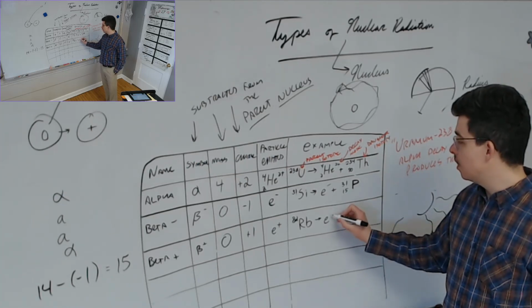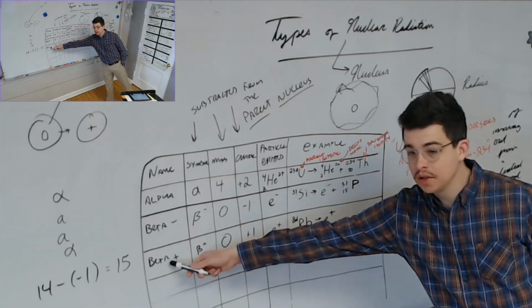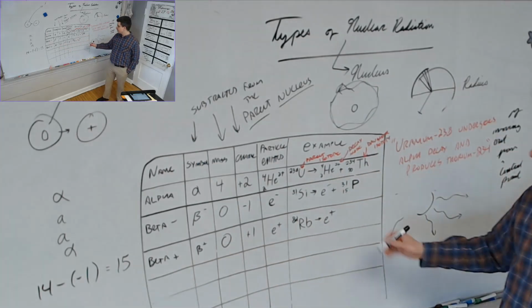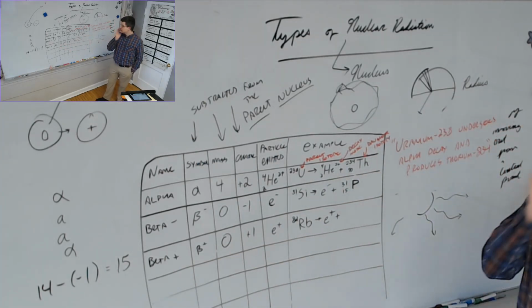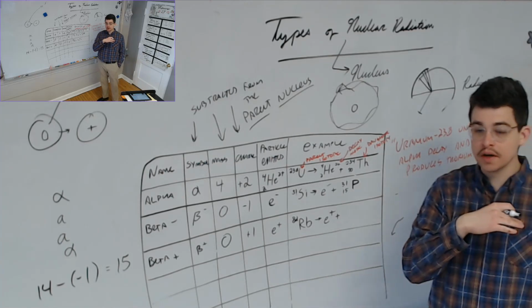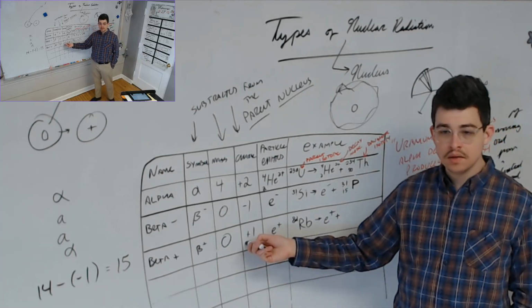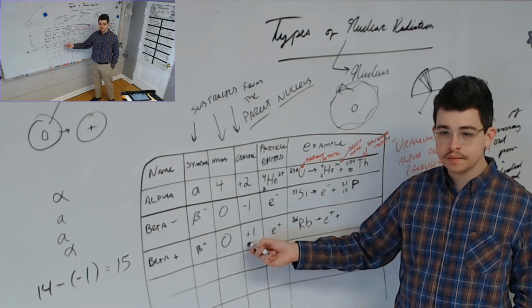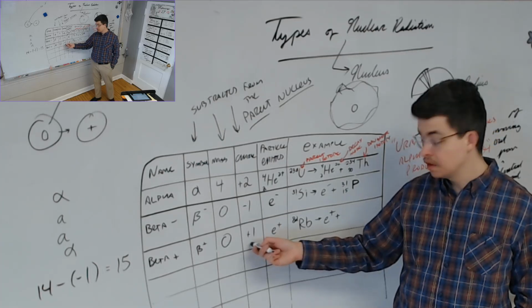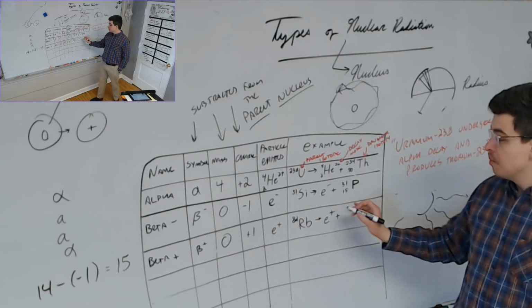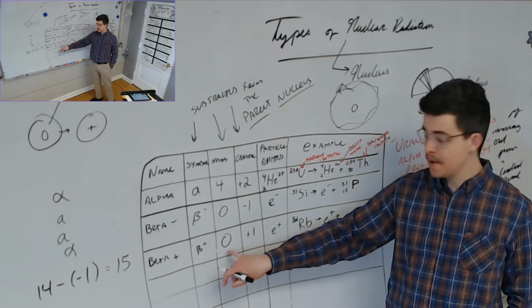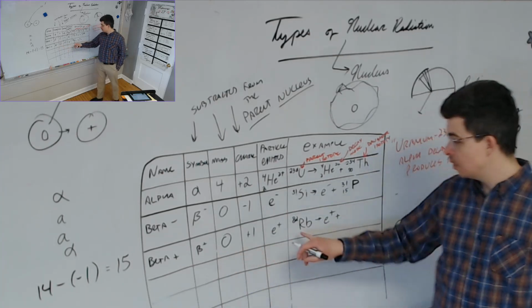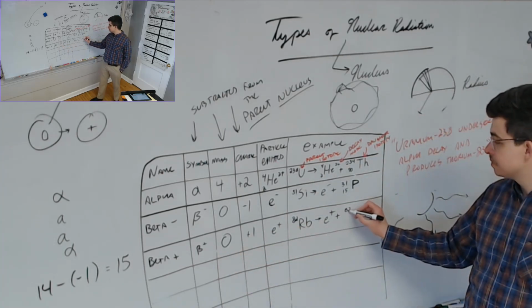Rubidium 82 undergoes beta plus decay, emitting a positron. And now, remember, it's leaving the nucleus, so we're going to subtract a positive, so now it's going to become negative. But first of all, what's going to happen to the mass? Does the mass change at all? No. So now it's still going to be 82.